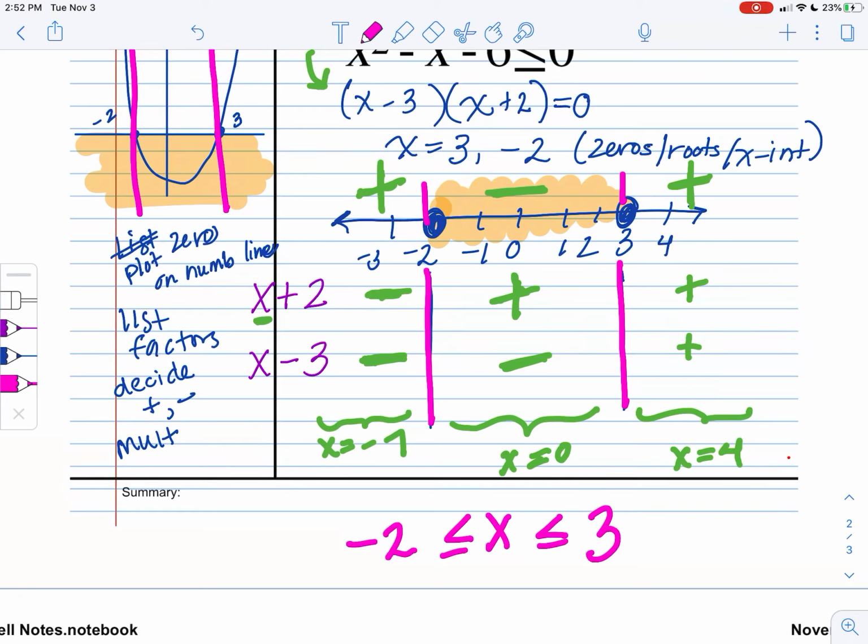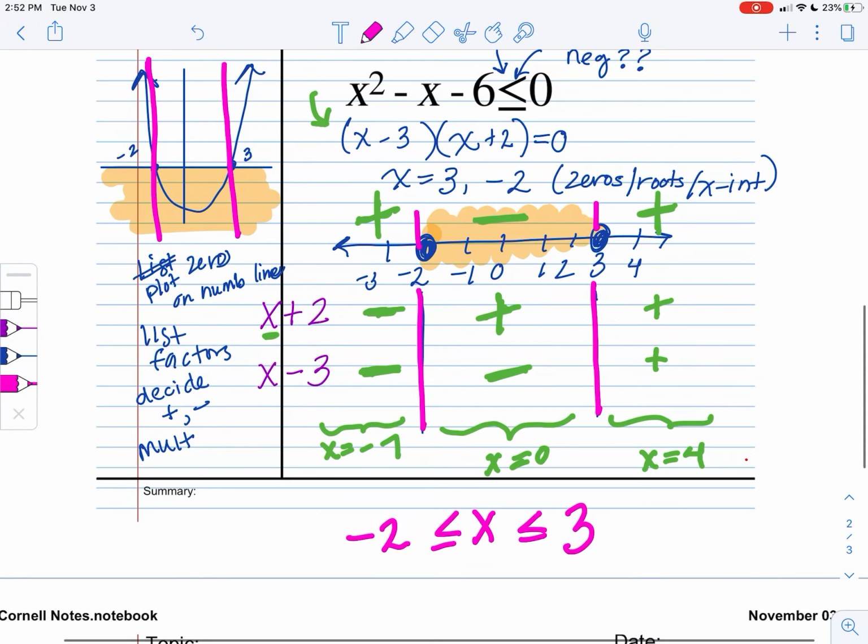This is that and statement. They are at -2, x's are greater than them, and at the same time, they are also less than 3. And any of them between -2 and +3 will give me an answer that is less than or equal to 0.